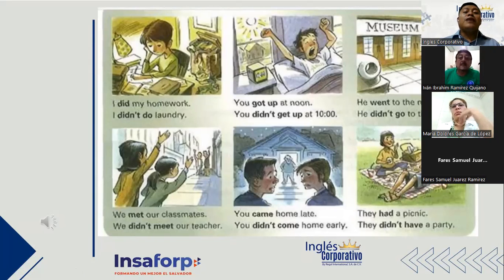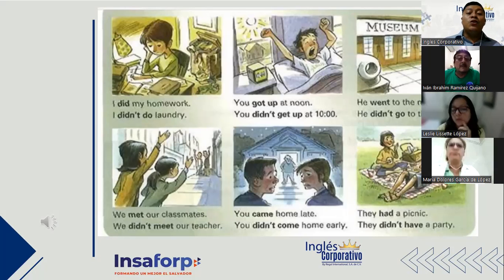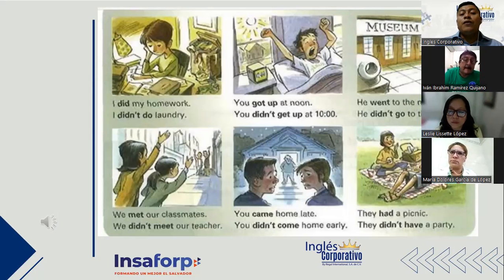Okay, in the first examples, I have did. What is that verb? I did my homework. ¿Ese es el pasado simple de cuál verbo? Thank you, María Dolores. Yes. Do es el pasado de do. I did my homework. Sería, yo hice mi tarea. I didn't do laundry. Look at the picture. Atrás del niño, behind the boy. There are a lot of dirty clothes. Hay mucha ropa sucia. Sí le quedó tiempo para estudiar, pero ya no le alcanzó para llevar la ropa a la lavandería. Entonces, I did my homework. I didn't do laundry.